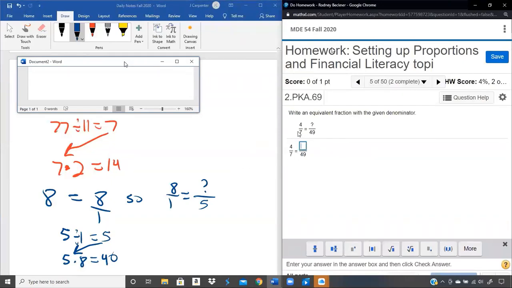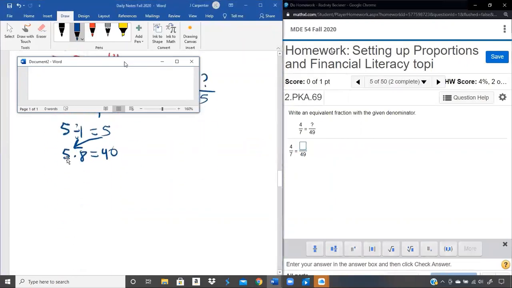One more like this, 4/7 is what over 49? Just going to keep switching colors back and forth. So you say 49. I clicked it again. Technology, am I right? 49 divided by 7 is 7. Then you take that number. Just a coincidence they were the same. And you multiply by the top. 7 times 4 is 28.